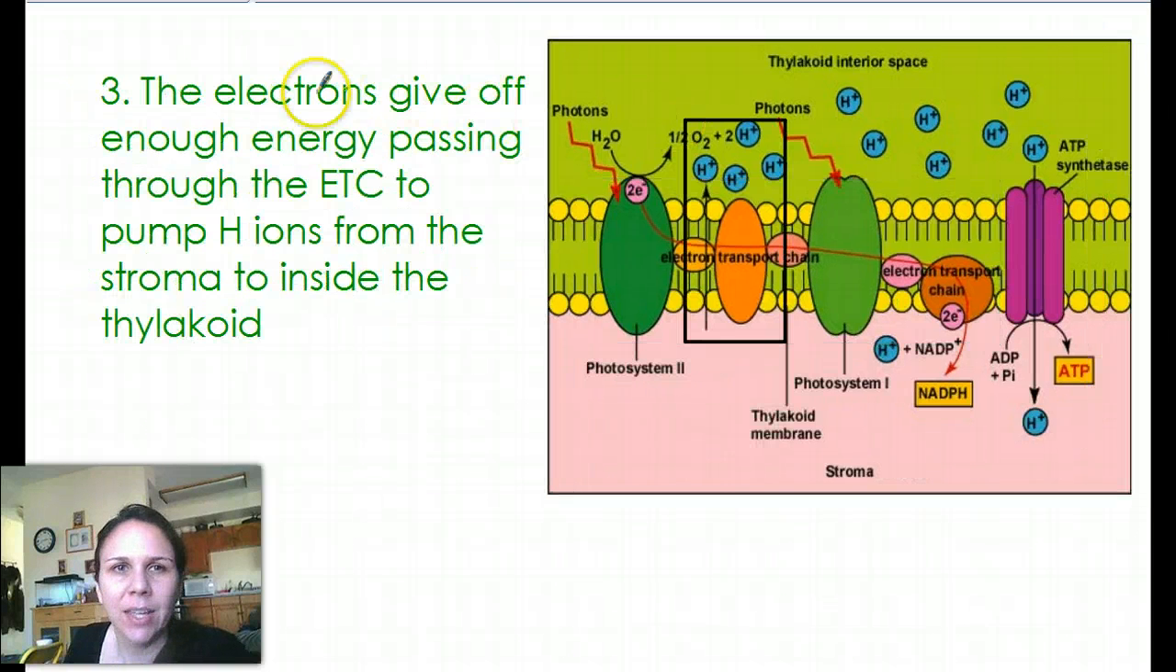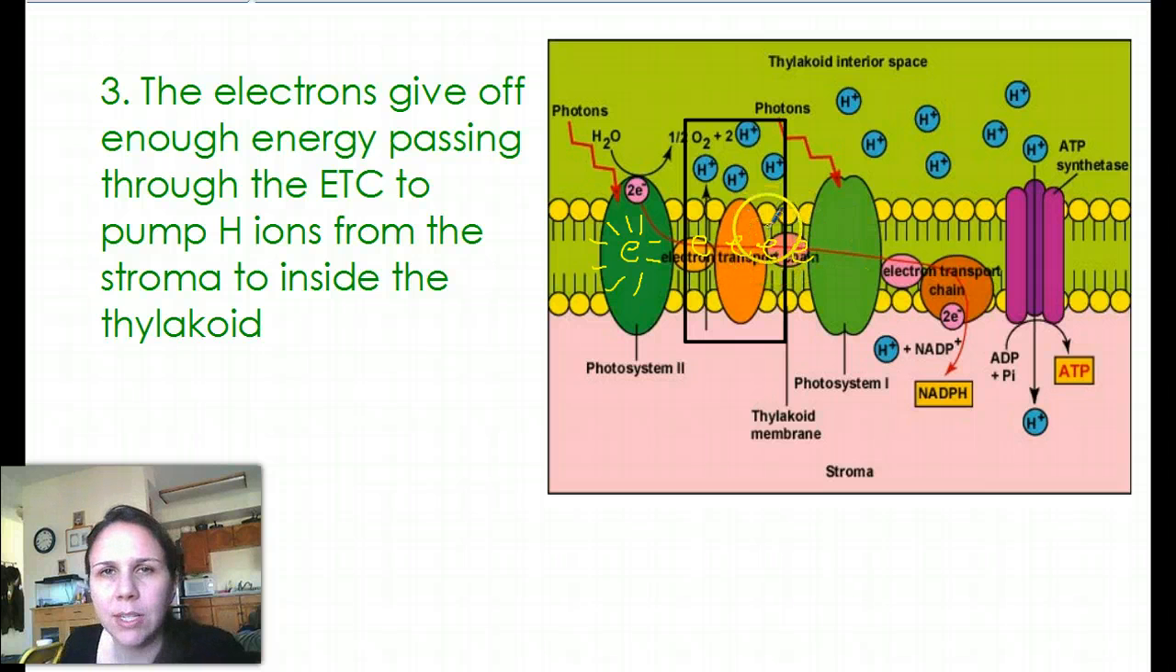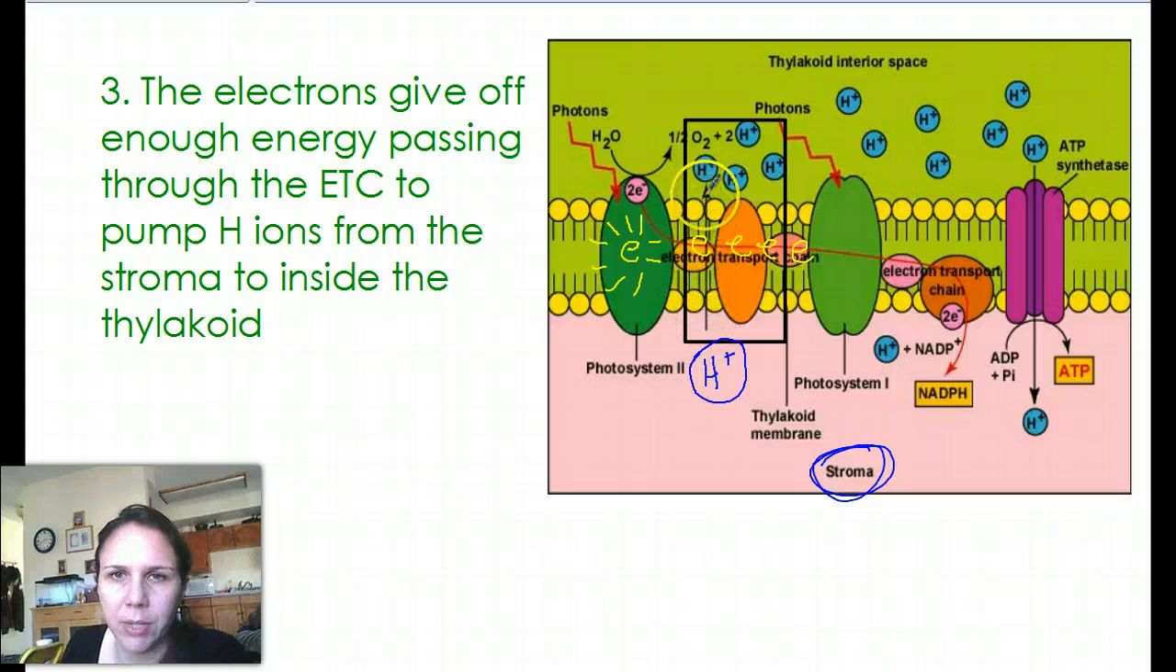Next thing, the electrons. Remember, these electrons are full of energy. And so as they are going through the chain, we put some of that energy to use. Some of that energy gets used to take hydrogen ions, H pluses, and shove them from out here in the stroma. And if you follow this arrow, we can see we're packing them inside the thylakoid.